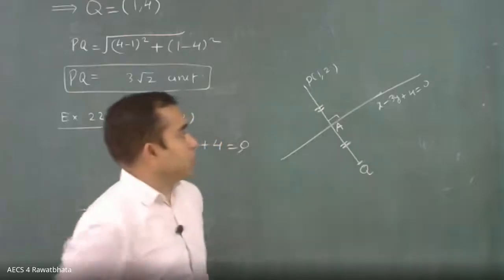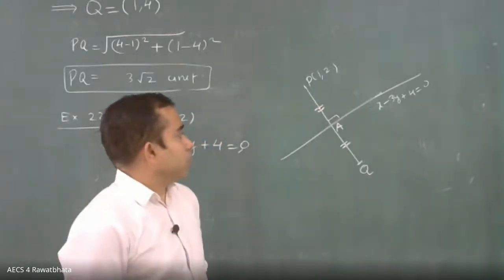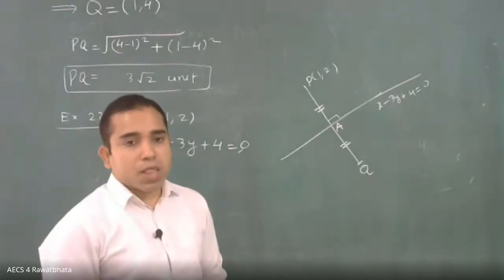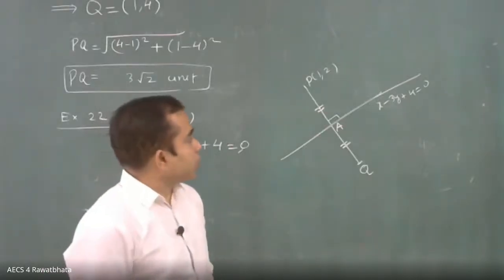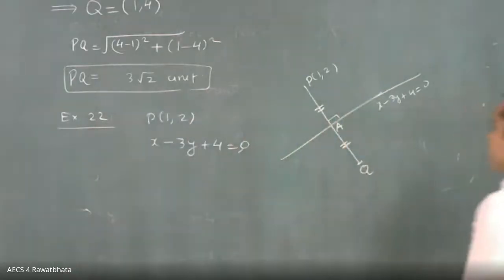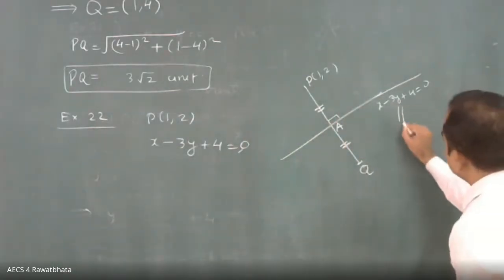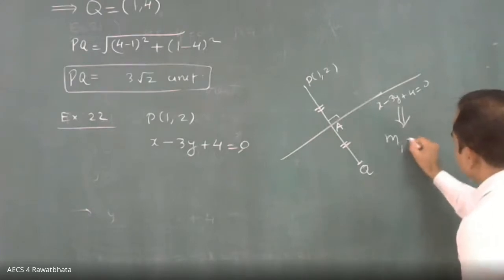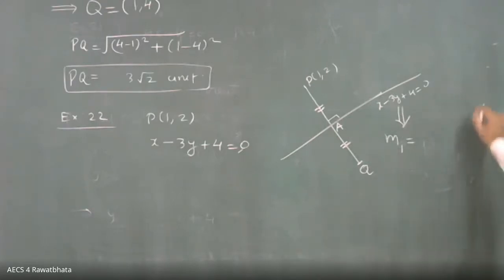I need to find the image of (1, 2). We can use that since these are perpendicular, so m1 into m2 is equal to -1. You are right, we can use that, so we can get an equation, the equation of PQ. You are going in the correct direction. But first let me find the slope of this line. Can you tell me what should be the slope of this line? The formula is -a/b.